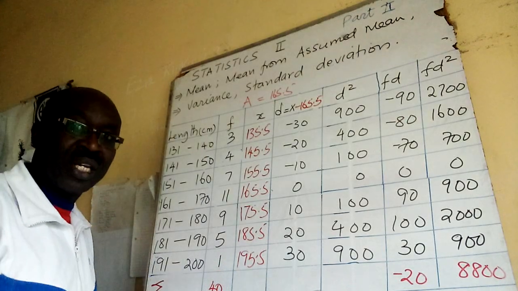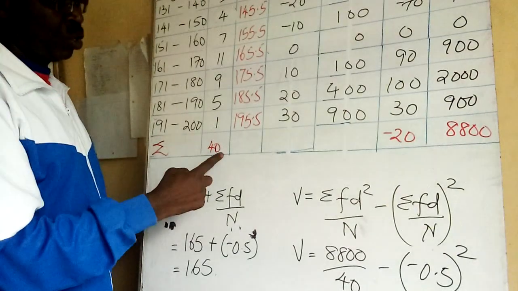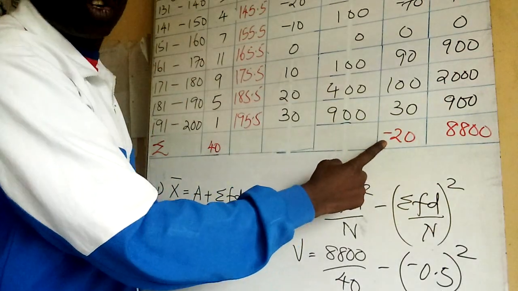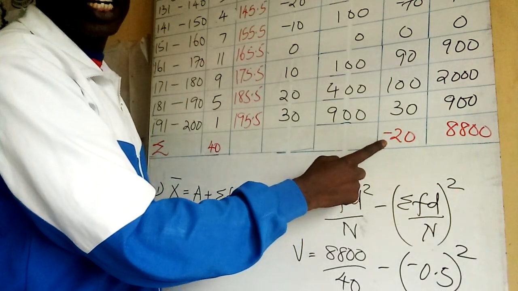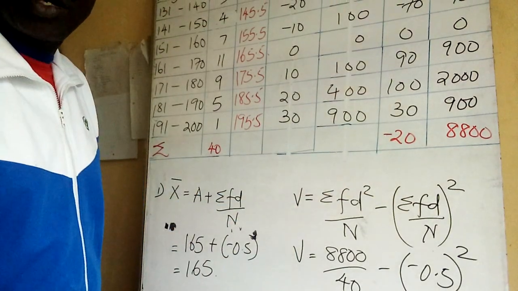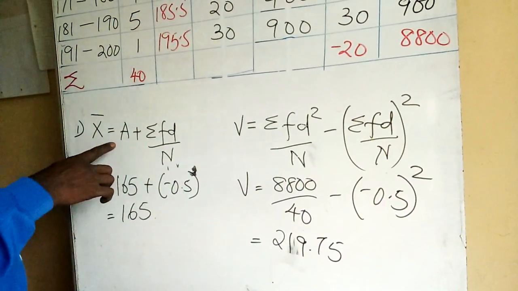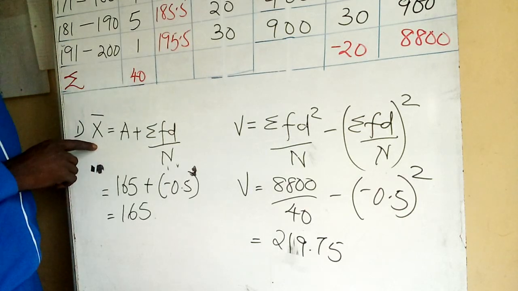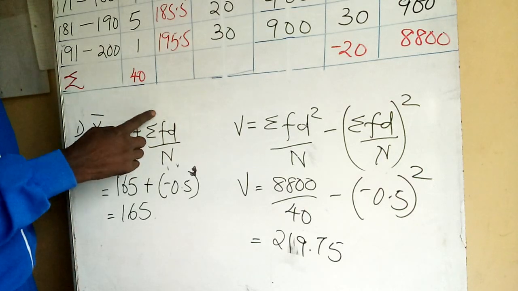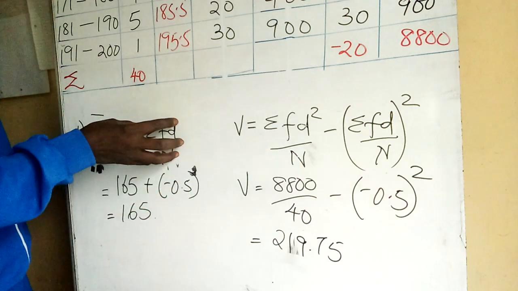So we focus again a little down here. We get their totals. This is the total of f, 40. This is the total of fd. And this is the total of fd squared. So let us concentrate a bit on the formula down here. I want us to move down and concentrate. To get the mean, this x bar is assumed mean plus mean deviation. This one is known as mean deviation. So sometimes you can be asked for mean deviation. You should know what it is. Okay? And this is mean deviation.